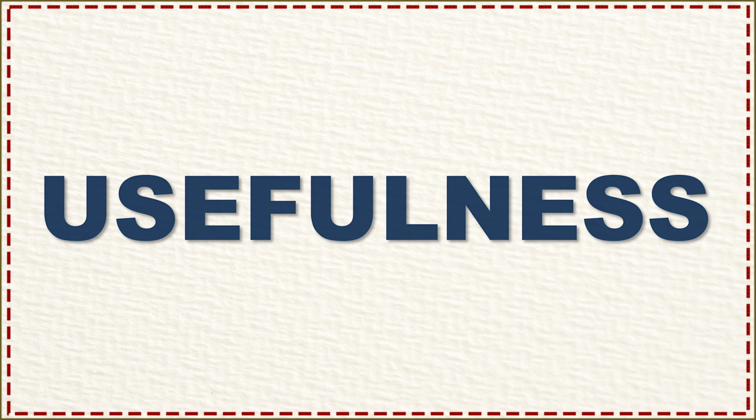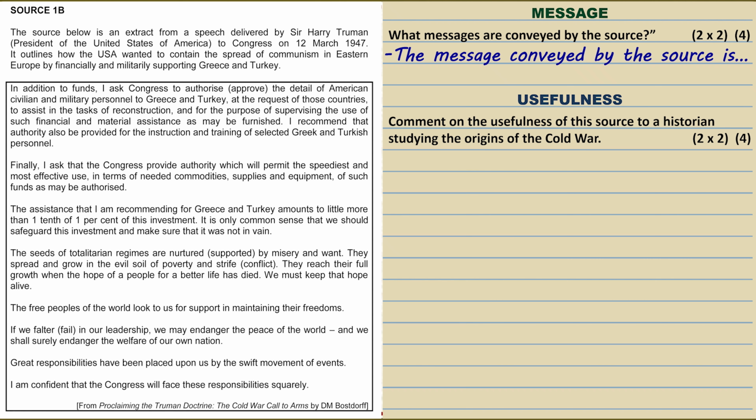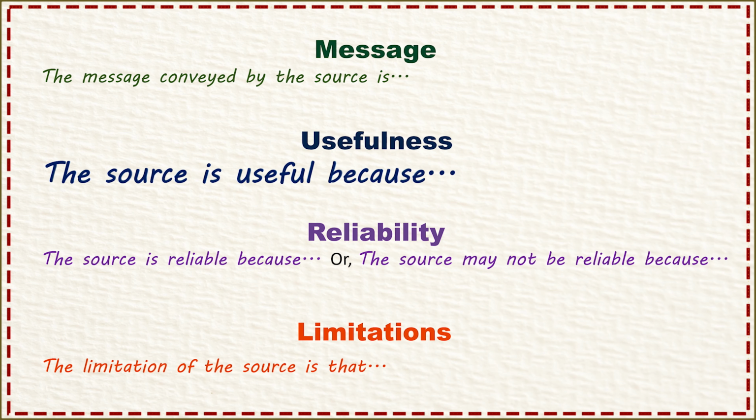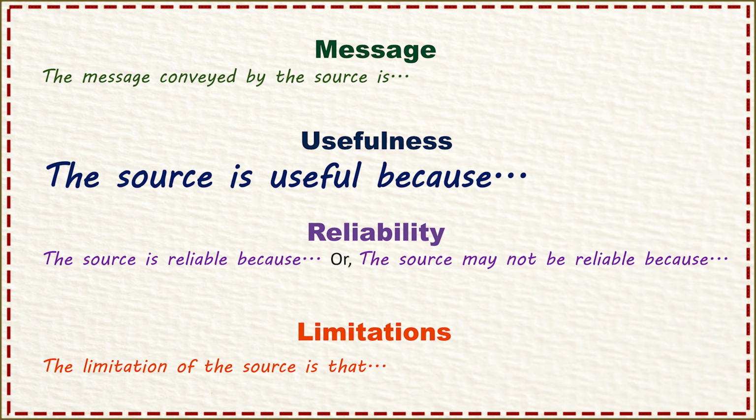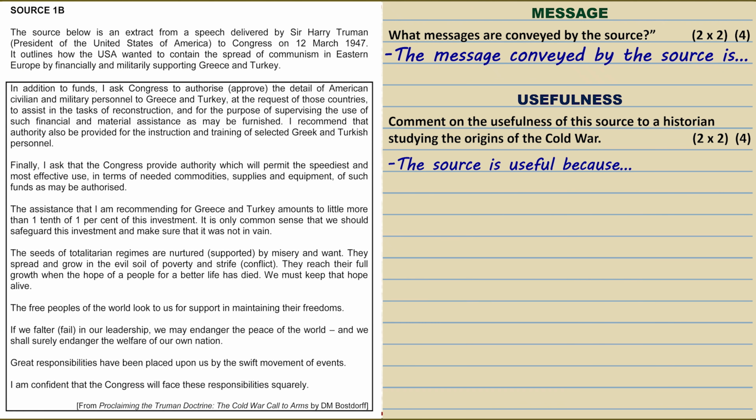Next up is usefulness. You will usually see this with the command word comment, like, comment on the usefulness of this source to a historian studying the origins of the Cold War. Start your answer with, the source is useful because, then give the reason. That is, what the source does, thereby rendering it useful.